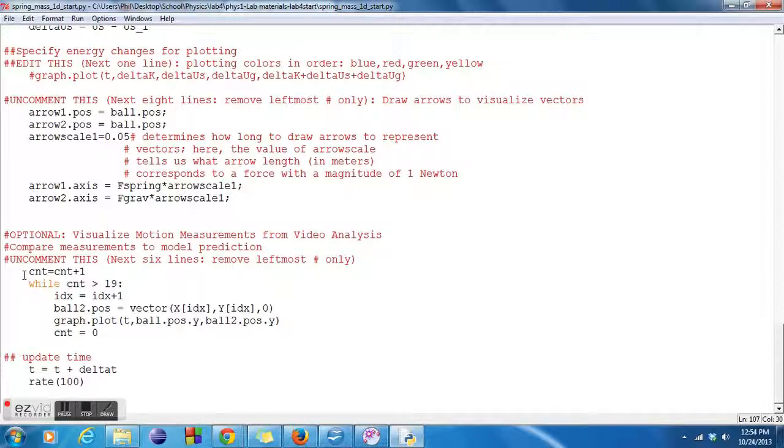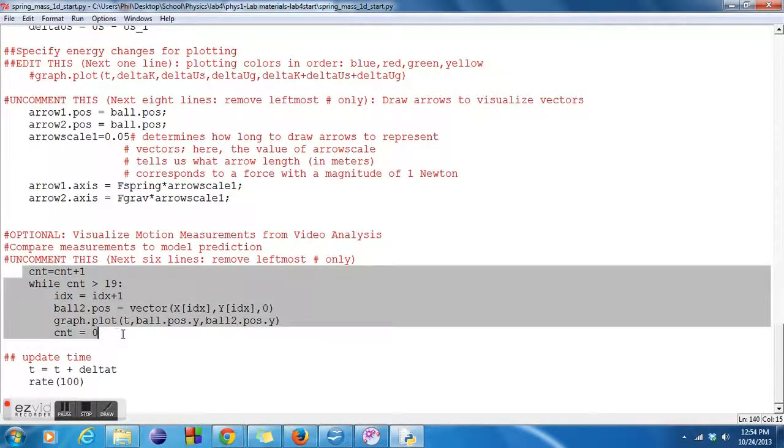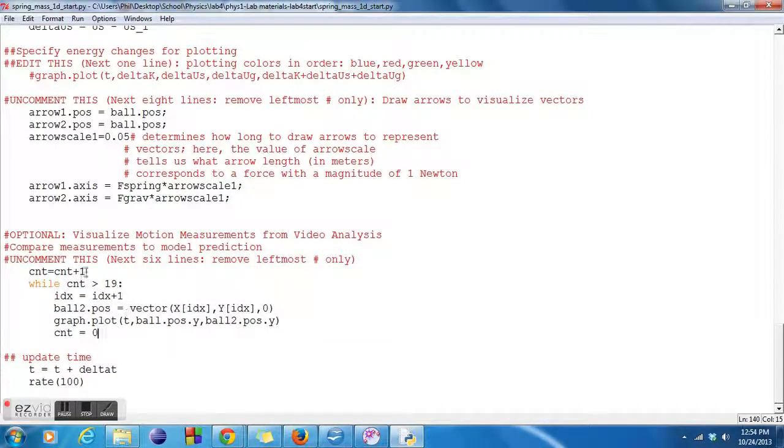Finally, we read in the CSV data of the tracker video that I showed earlier. We will use this to draw a red mass that we will compare to our model to see if we have a decent comparison and if the model does well.